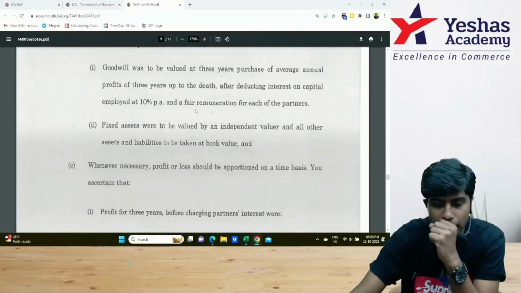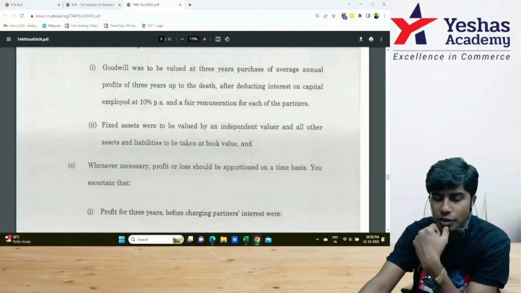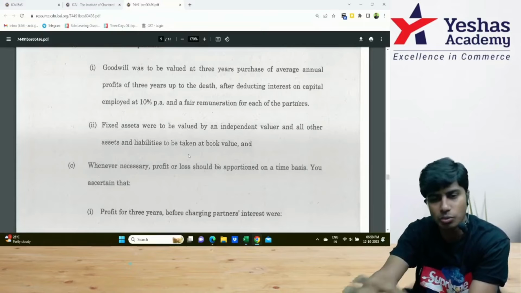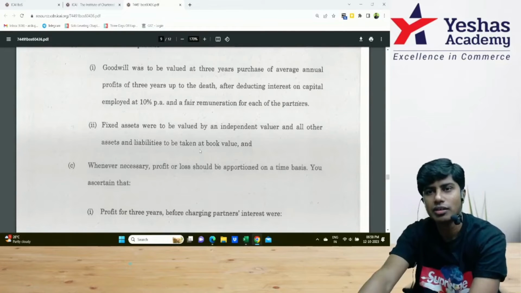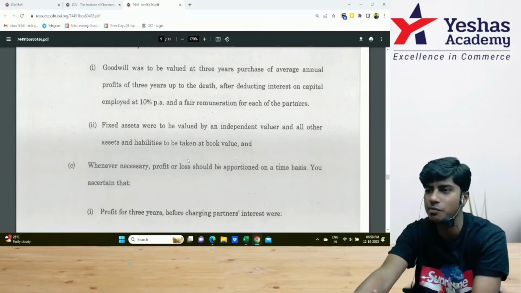After that, we'll find adjusted profit. Then what do we do? Then they're telling fixed assets are to be valued by an independent valuer and all other assets and liabilities are to be taken at book value. We will not adjust it right now. When they tell the value, we'll take it. Just by this statement, we won't write any entry. You should tell the value.